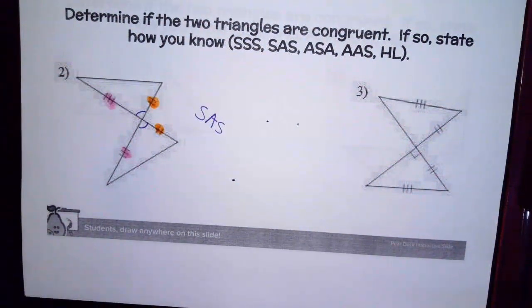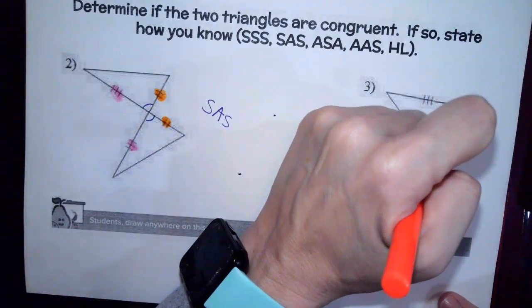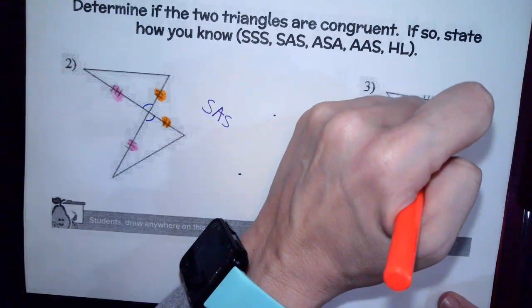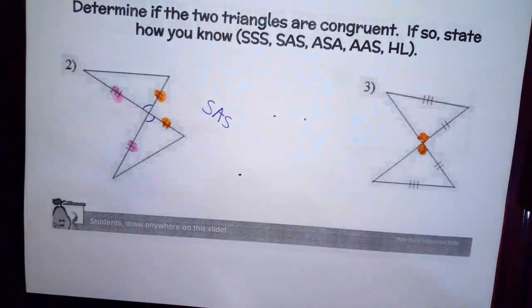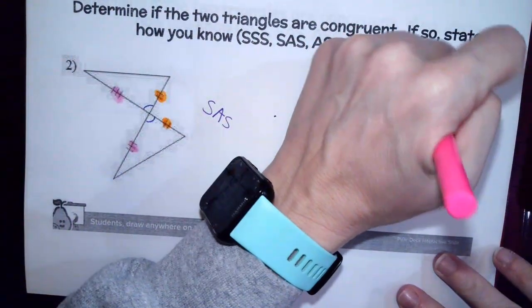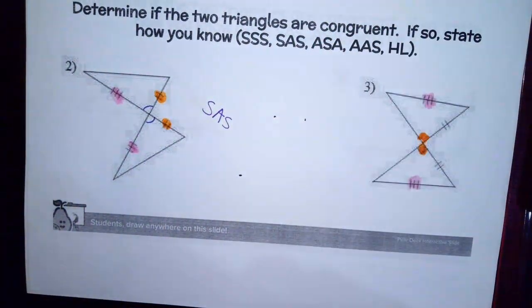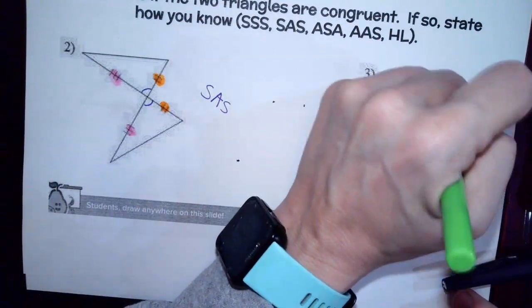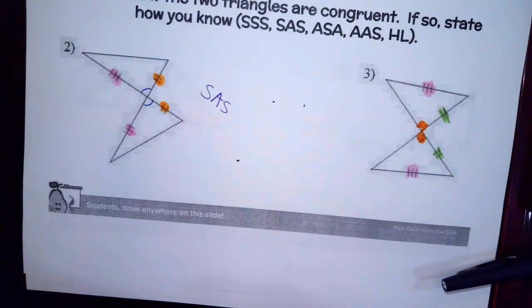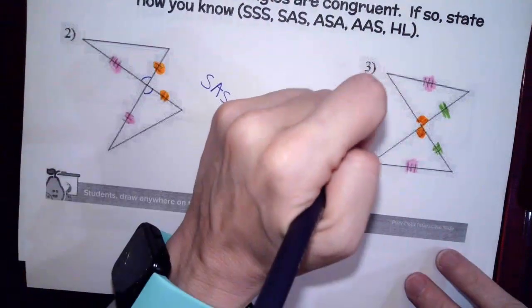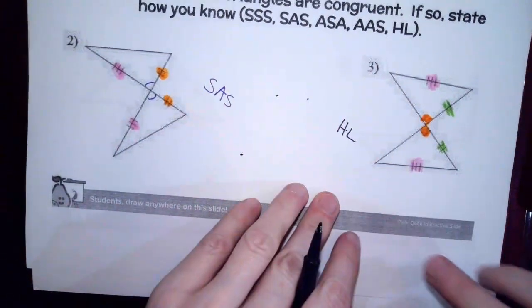Alright, this one, oh, look at that, they're right triangles. Got a right angle right there, which means a right angle right there, my other little box. My hypotenuses are marked congruent to each other. And then I have a pair of legs that are marked congruent to each other. So my reason here would be HL. Alright, so side angle side and HL.